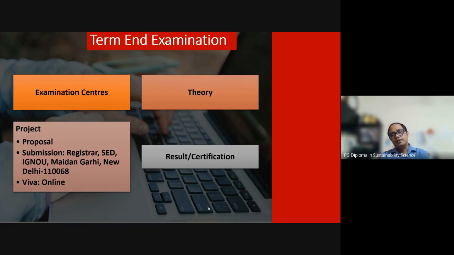Then project. First, we have already explained the procedure in our BIAS portal. You can get it there. You have to submit a proposal first to us. We are also accepting it through email. The proposal has to be submitted to us, right? Then the full report has to be submitted directly to the student evaluation division. As of now, the university is accepting it in a centralized portal, right? And we conduct the viva online.